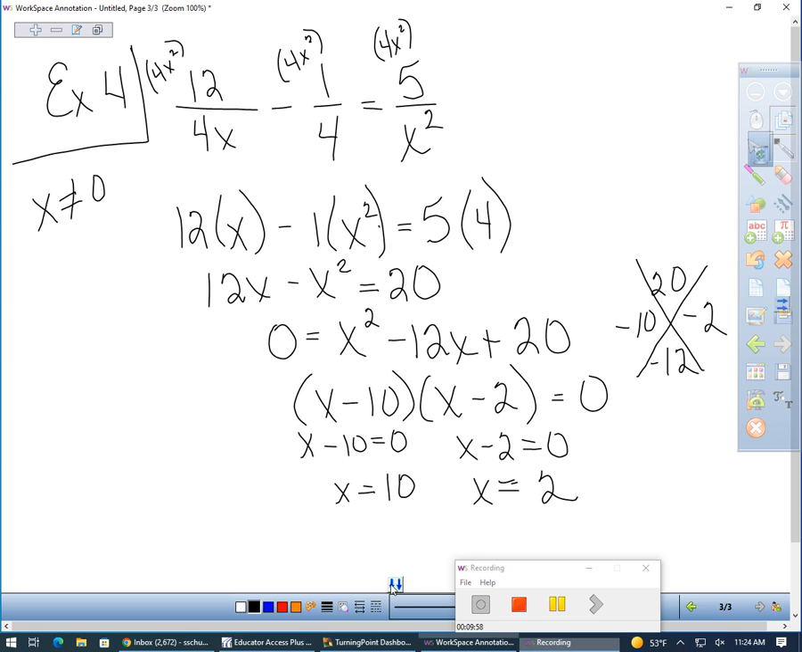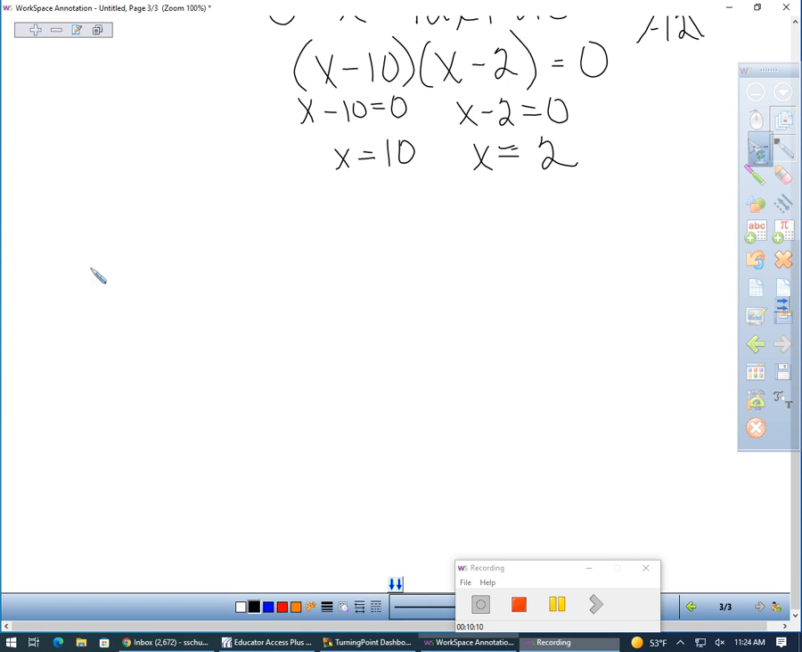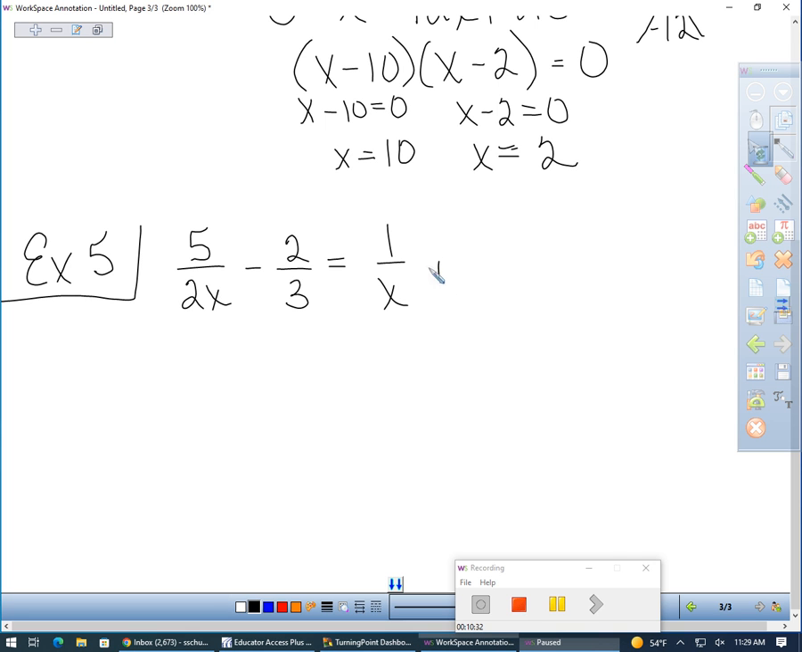Let's try one last example today. Example number 5. All right, so example number 5, let's try this. We have 5 over 2x minus 2 over 3 equals 1 over x plus 5 over 6. All right, so the real trick to this one is finding what the common denominator is going to be.